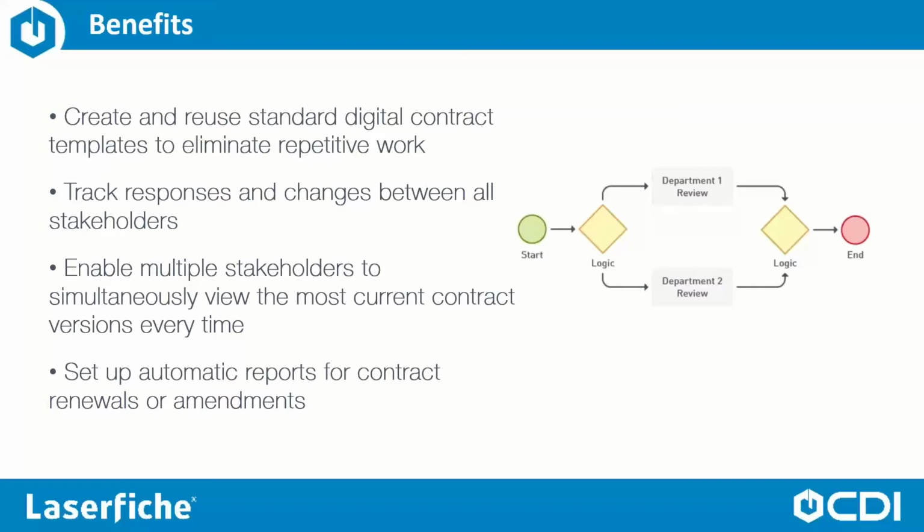We can include multiple stakeholders to simultaneously view the most current contract and versions all at the same time, or simultaneously send them notifications to review the contract so that it doesn't matter what order they're getting it in, they just review the contract. And then we can set up automatic reports and reminders for renewals and those updates, and just helping you keep everything in track and in line before you forget something or the contract expires or anything like that.